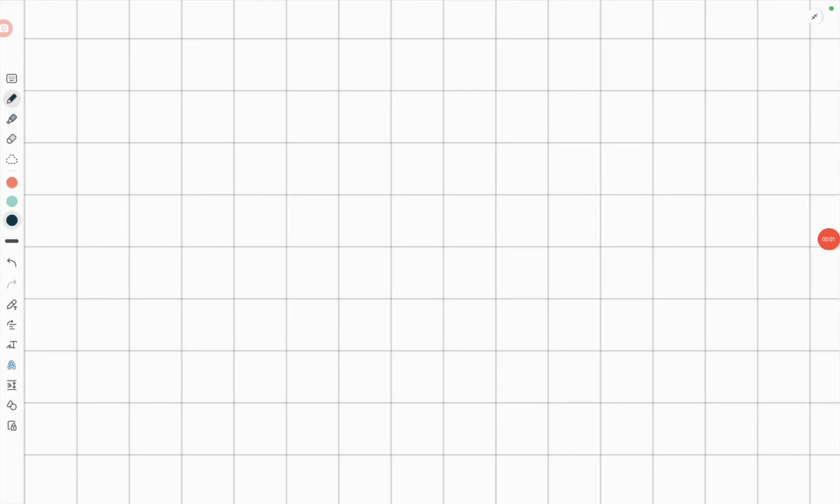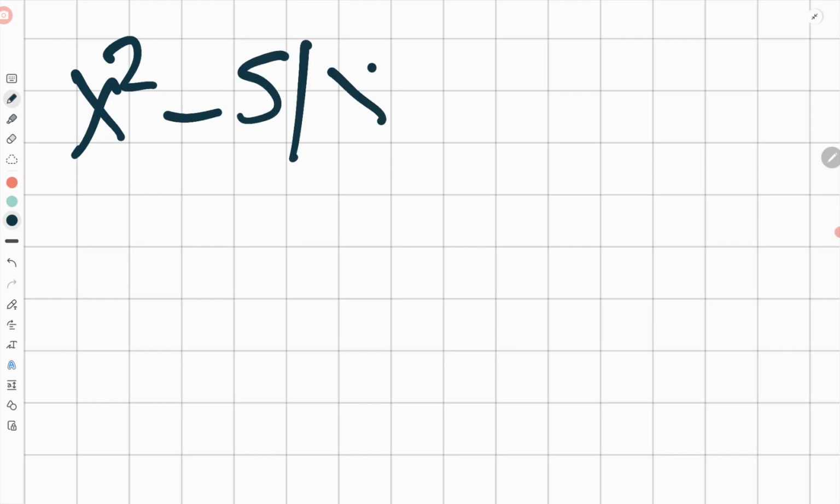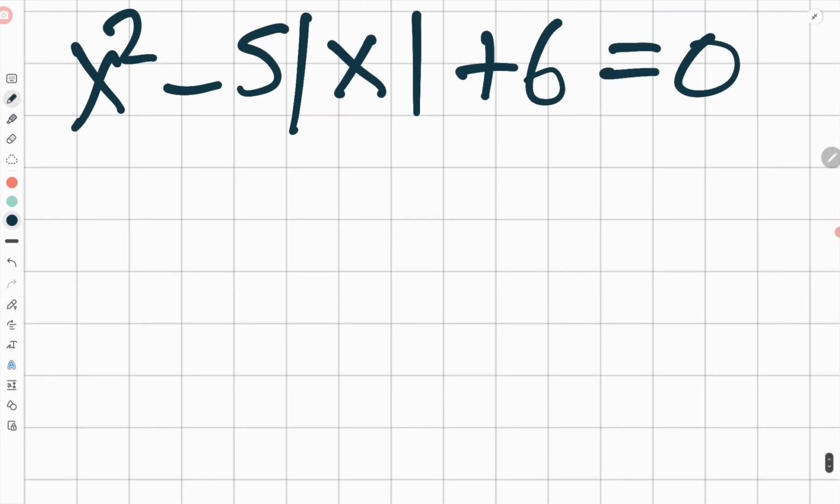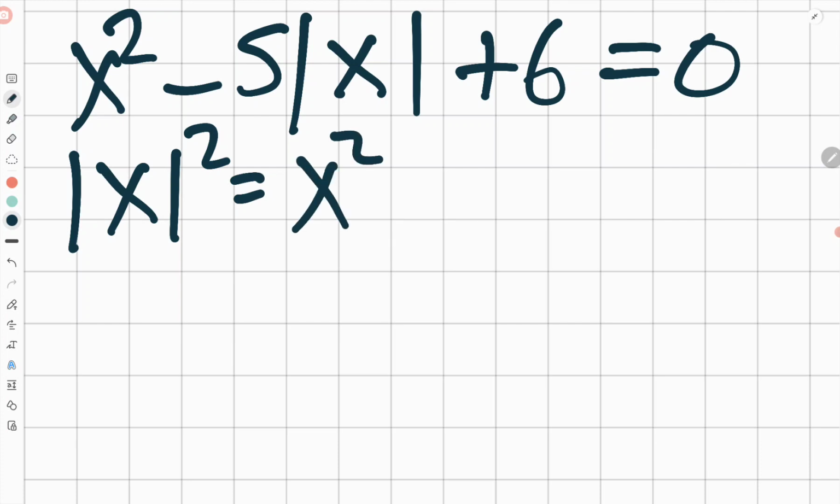Okay, guys, let's solve this equation that says x squared minus 5 times the absolute value of x plus 6 equals 0. This can be done in a couple different ways, but one way we can recognize is that the absolute value of x squared is the same as just x squared itself.